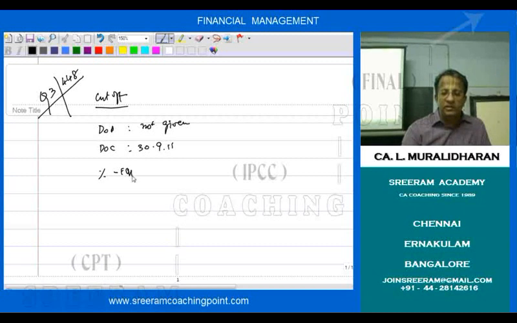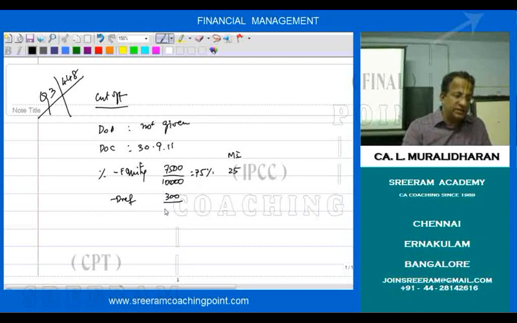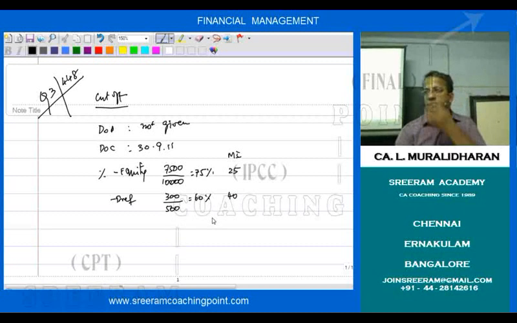Percentage of holding in equity, they are holding even in preference. Percentage of holding in equity: 7,500 shares, they have mentioned on the asset side, should be divided by 10,000 shares that they have issued. So it is 75%, so minority interest is 25%. In the case of preference share capital, 300 preference shares against 500 comes to 60%, then 40% for minority interest.